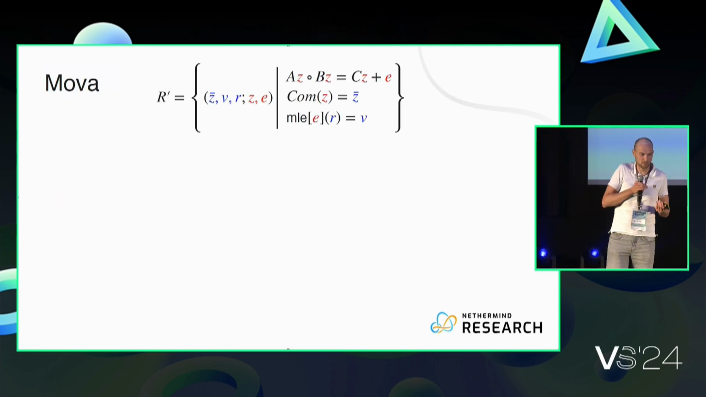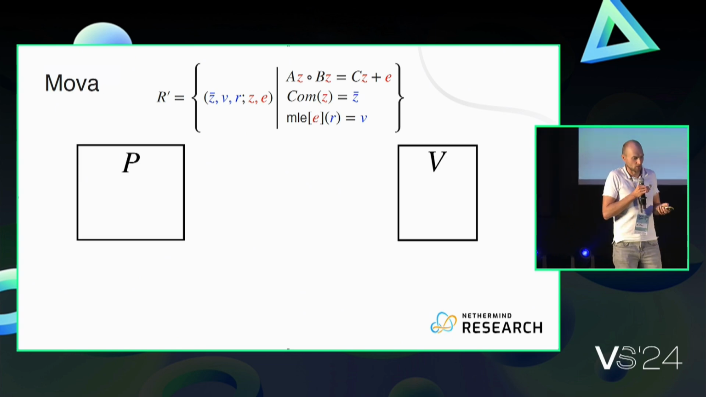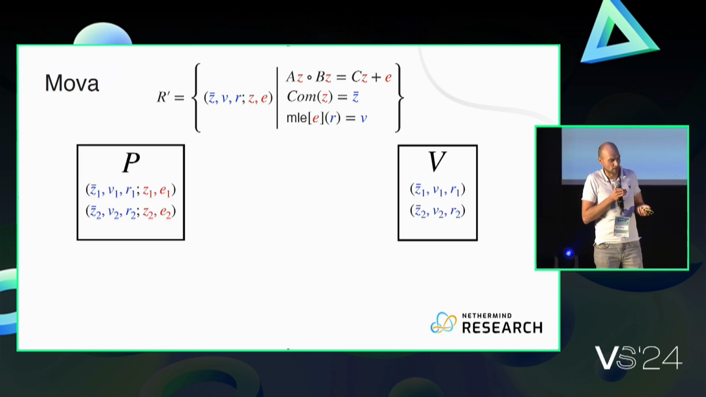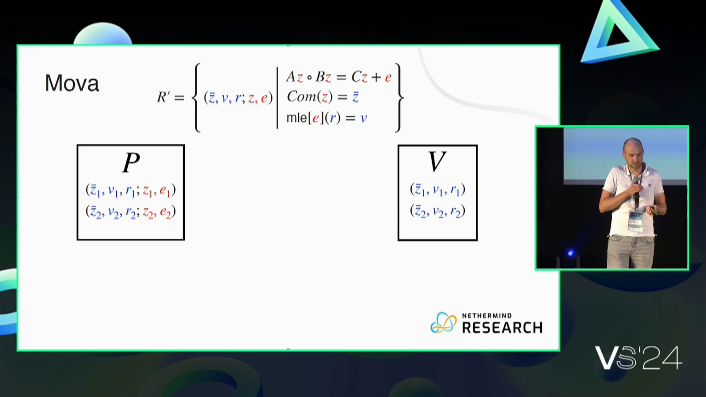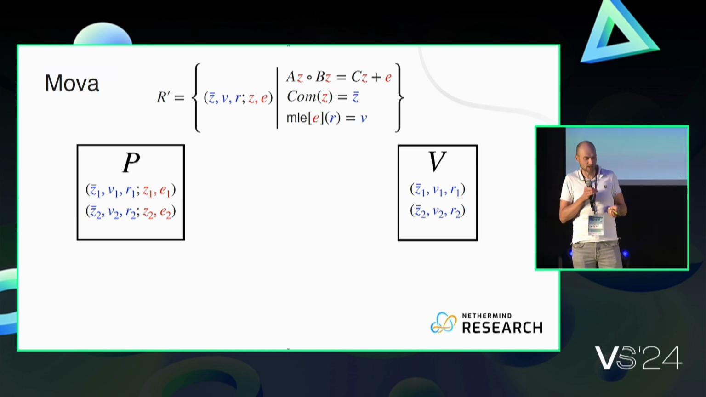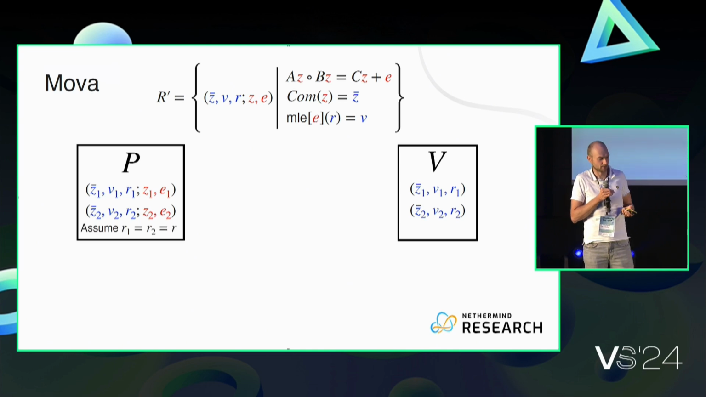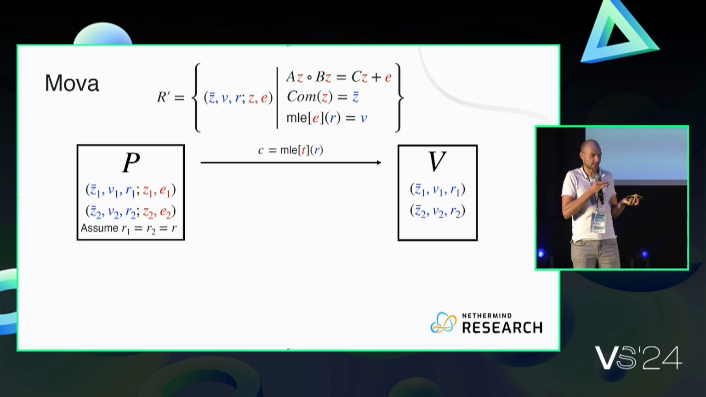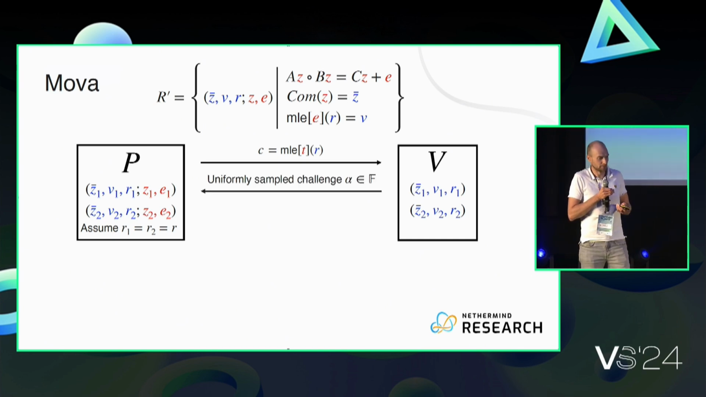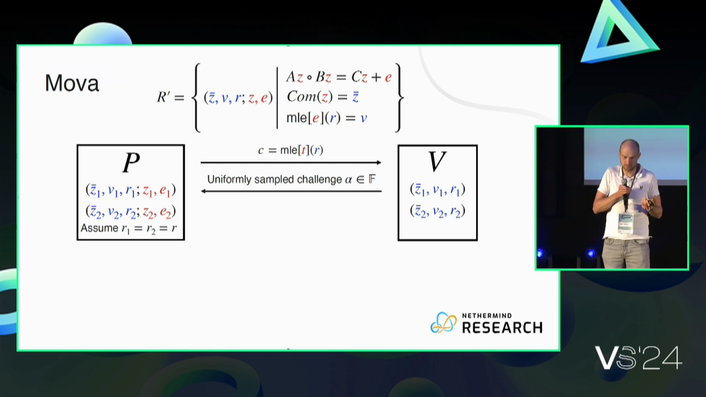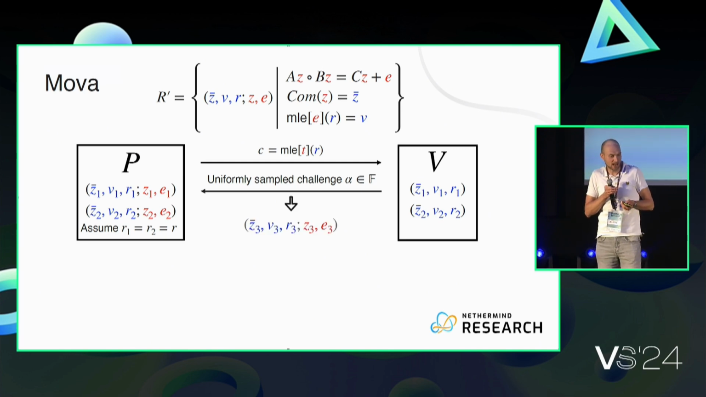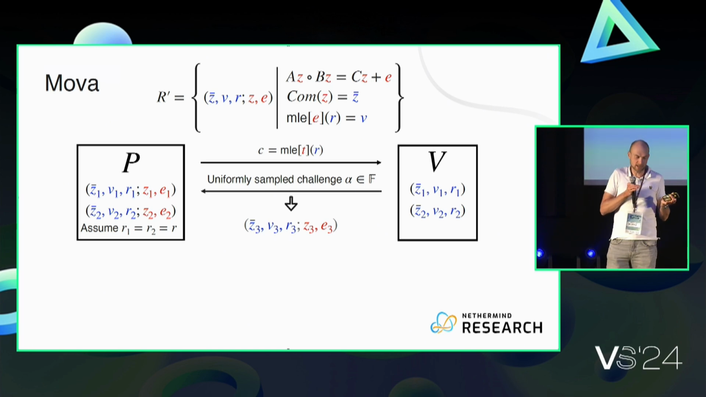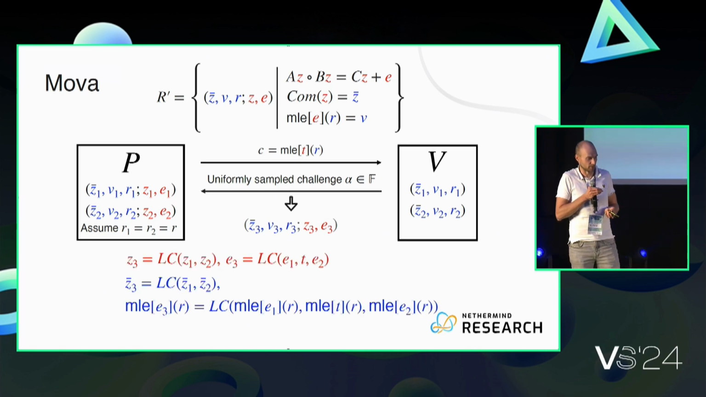Okay, so how does Mova look? This is our relation. We have a prover and a verifier. The prover has a pair of instances. The verifier also has a pair of instances. Here we assume that R1, R2 equals R, but this is a technicality. The first thing the prover sends is the multilinear extension of T at r, and V replies with some challenge alpha, and this way we get a new folded relation.